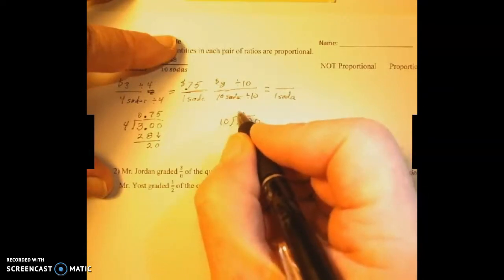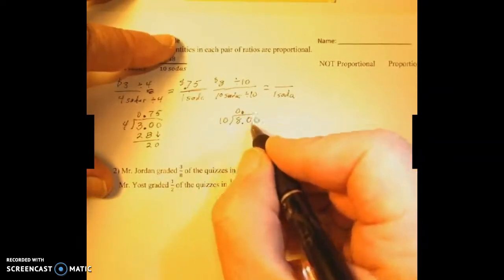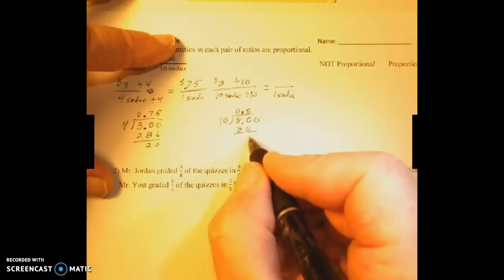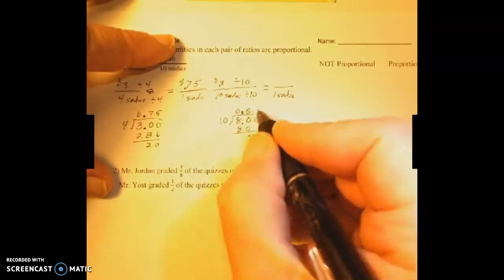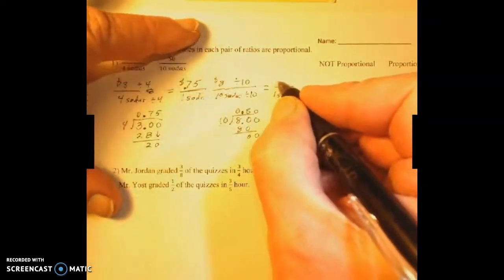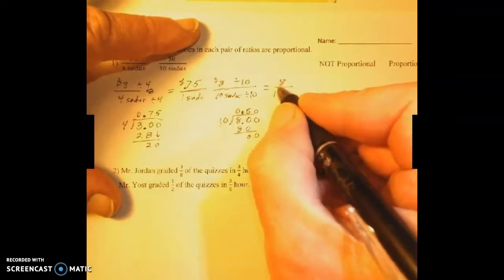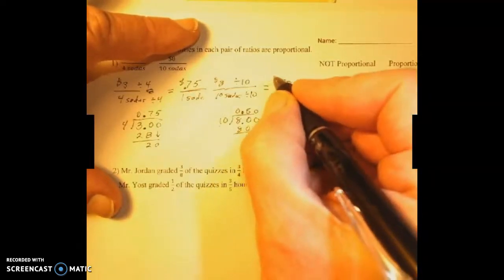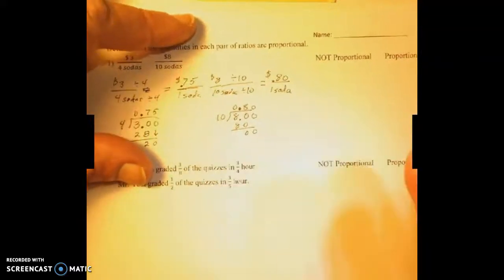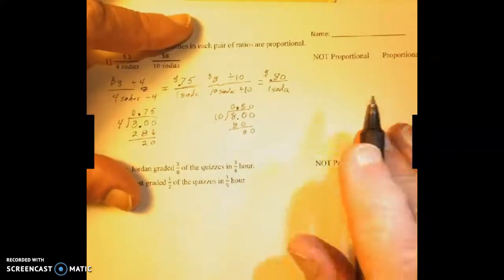10 does not go into 8. 10 would go into 80 8 times exactly. You would be done. If you brought down that other 0, it would go 0 times, and it makes sense to fill in with two decimal places because we're talking about money. This is 80 cents for one soda, so that is not proportional.